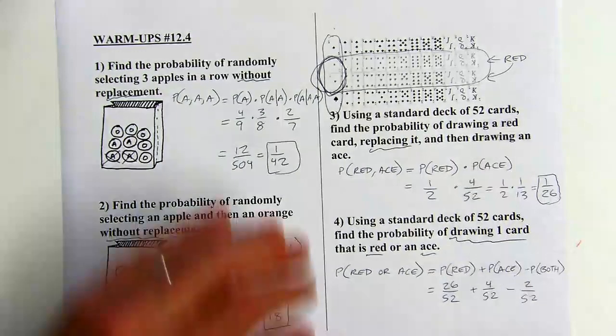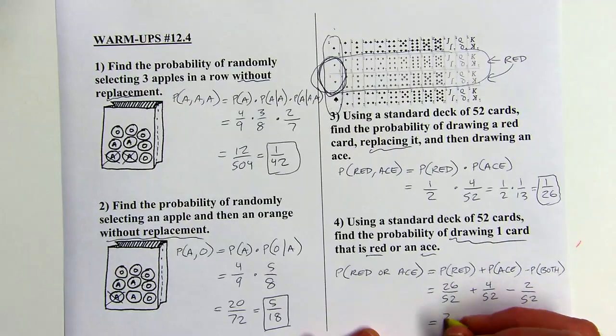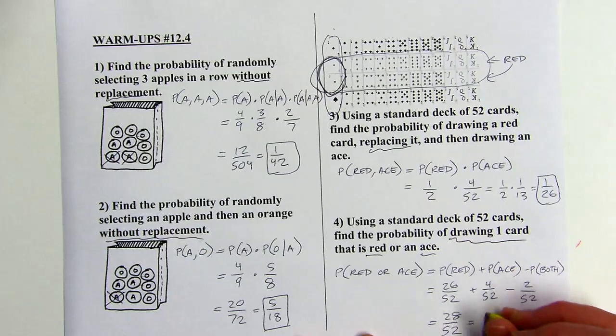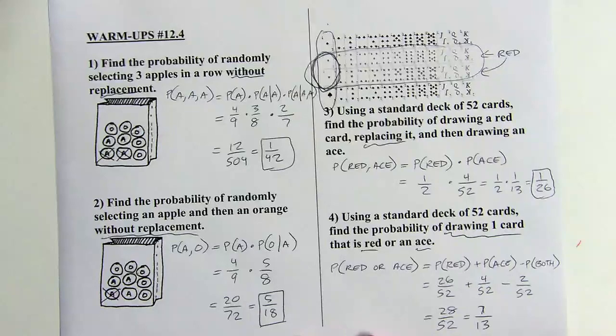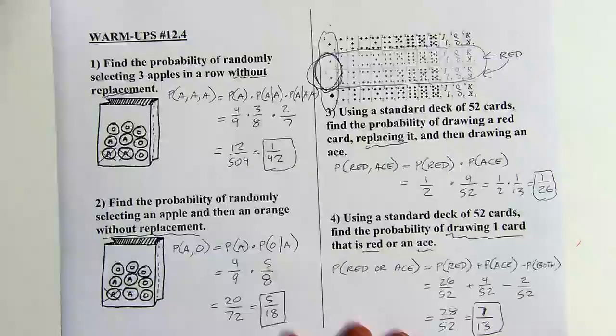And then when we add all this up, let's see, I've got 30 minus 2 would be 28 out of 52. Okay, and we can go ahead and reduce that as well. That's going to reduce to 7/13. So 4 goes into both 28 and 52. So 7/13. Okay, that's the end of the warm-up.